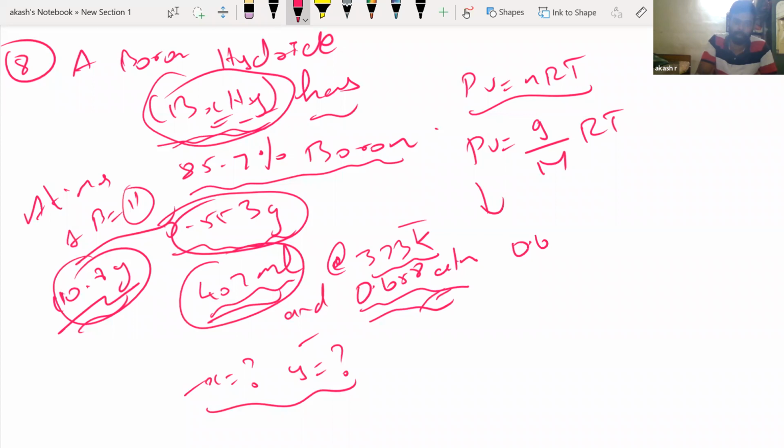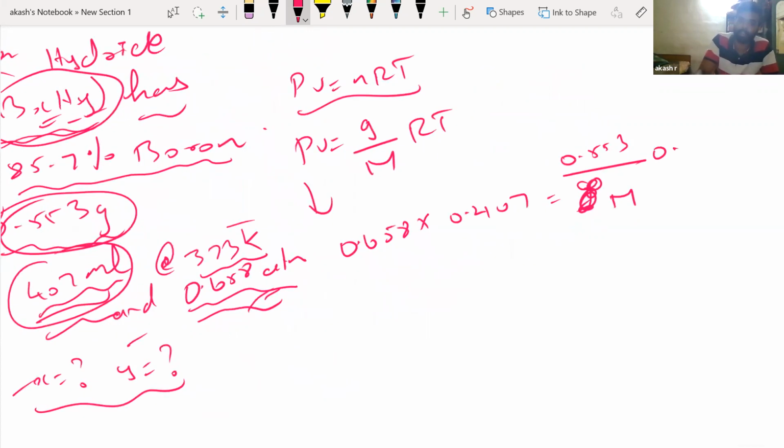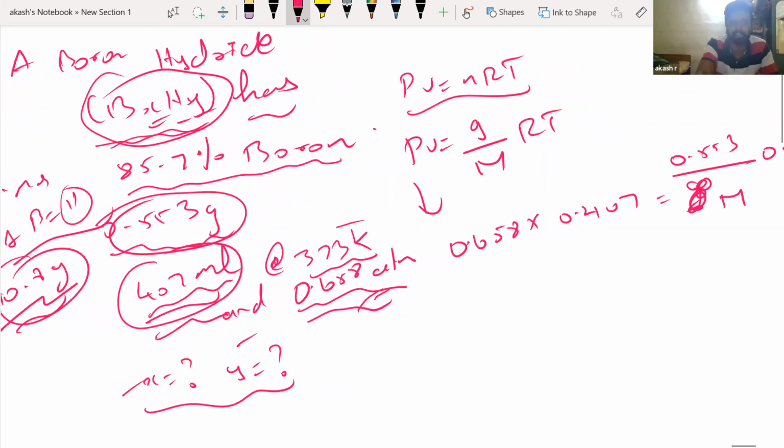Pressure is 0.658 atm, volume is 0.407 liters. It's 407 ml, but I should write it as 0.407 liters. This should be equal to the given mass, which is known. How much? 0.553. That is the given mass, divided by the molecular mass of the compound, which I don't know, into R value 0.0821, into temperature, how much? 373 Kelvin.